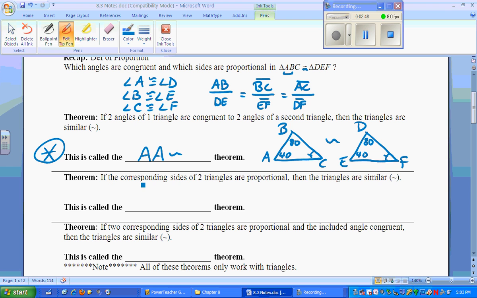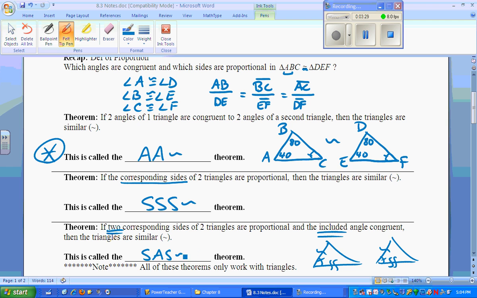The second theorem says if the corresponding sides of two triangles are proportional, then the triangles are similar. In this case, you need all the corresponding sides. How many sides does a triangle have? Three. So it's SSS similarity. And the last is if two corresponding sides are proportional, and the included angle, the angle in between those, is congruent, then they would be similar. So side, angle, side, similarity.